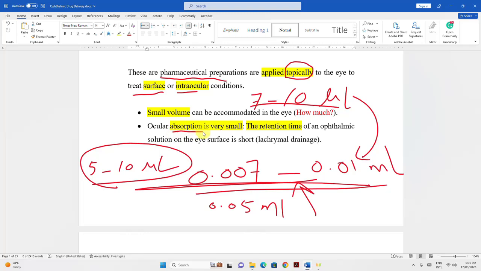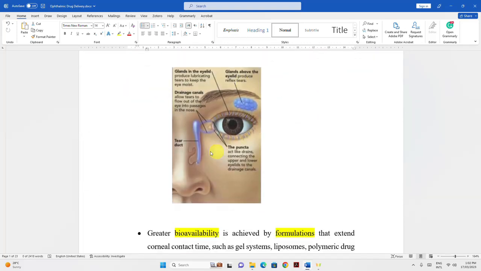Also, the absorption is very small. One reason, which we will talk about maybe later, is that any solution that you apply on the eye surface will be drained through the lacrimal duct, or tear duct, on the inner corner of the eye. There is a duct that goes to the nose and even to the mouth. Whatever we apply as a liquid will not stay long there. This is the inner corner of the eye, and you have the lacrimal drainage in this area.